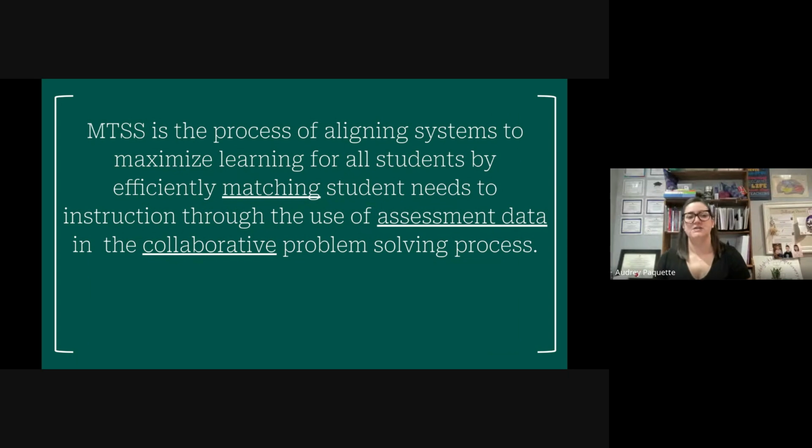So the definition of MTSS is a lengthy definition, but the main thing you want to pull out is matching student needs to instruction through the use of assessment data in the collaborative problem-solving process. It's really important to have the assessment data piece. Some people will have the data assessment piece, but then will not put it through the collaborative problem-solving process. That process is critical, and it needs to happen in a very systematic way. We will be going over that, like I said, in week 3, okay?